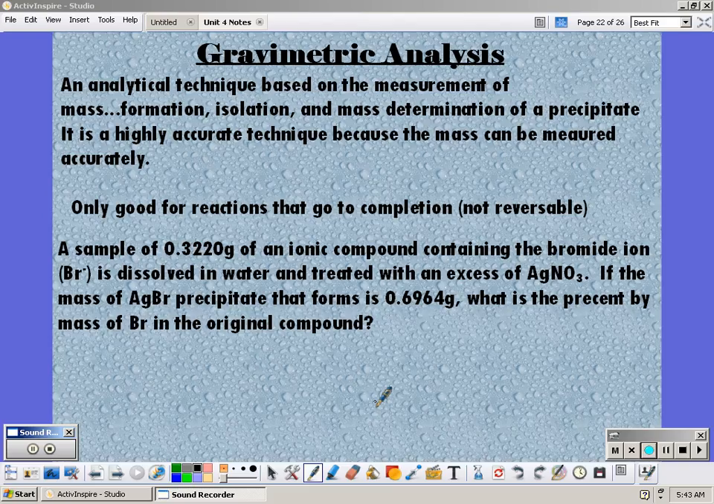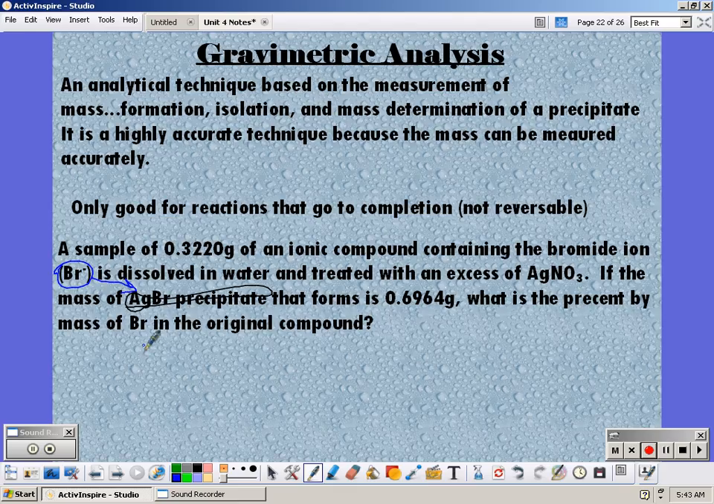Alright, so if we look at this example, a sample of 0.3220 grams of an ionic compound containing the bromide ion is dissolved in water and treated with excess silver nitrate. If the mass of the silver bromide precipitate that forms is 0.6964 grams, what is the percent by mass of bromine in the original compound? So we have this precipitate of silver bromide. All of my bromide ion that was in the original ionic compound is going to go into the silver bromide. So I can set up some stoichiometry.